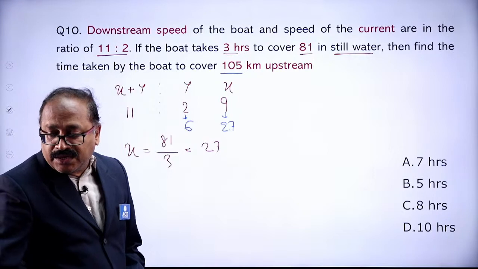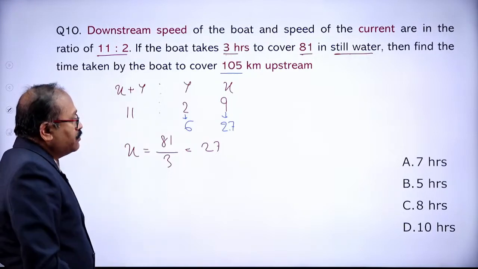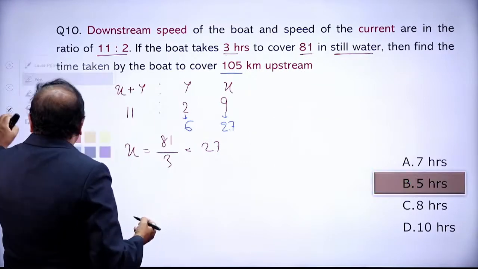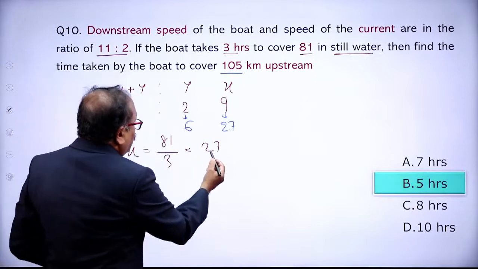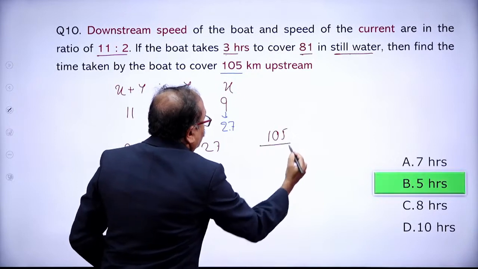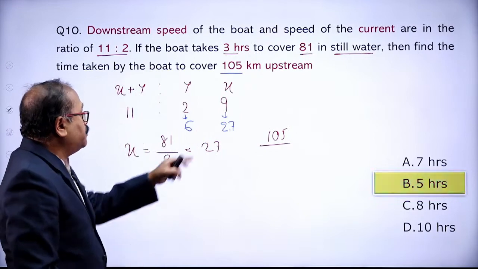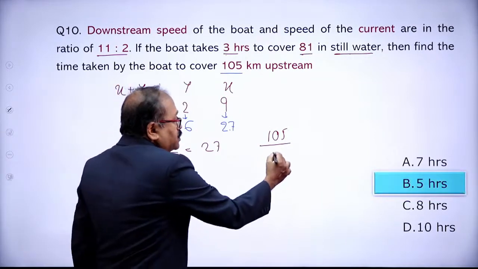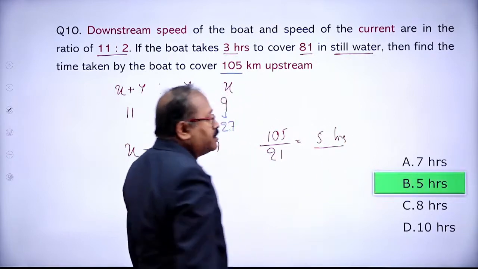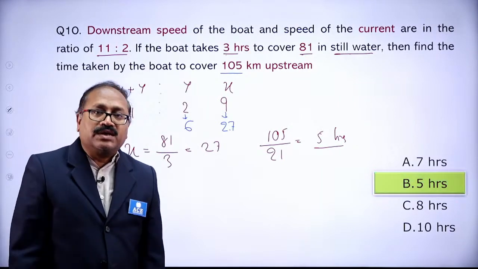So your 15 seconds is over. Let me see if anyone answered the question. Okay, 5 hours. Let me check that. That's great. So here, the distance is 105 kilometers. And what is the speed upstream? The speed upstream will be 27 minus 6, which is 21, and the time is 5 hours. Rightly said. Option choice B. So you are understanding this part.